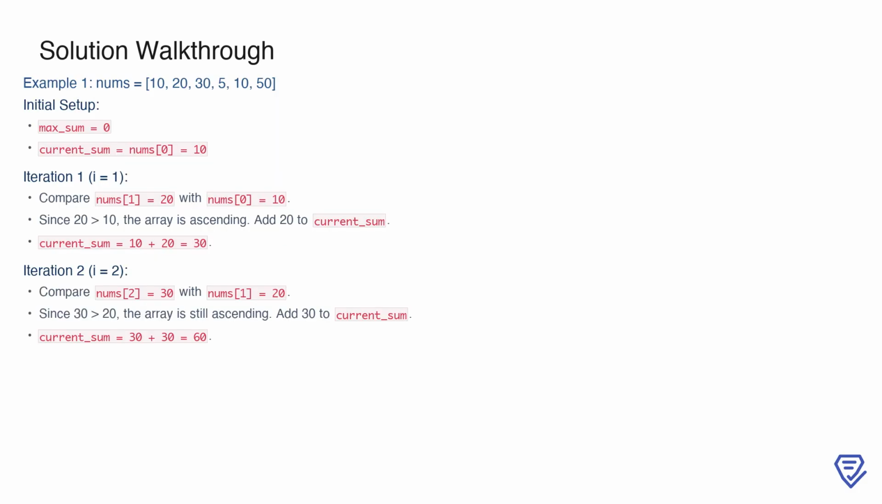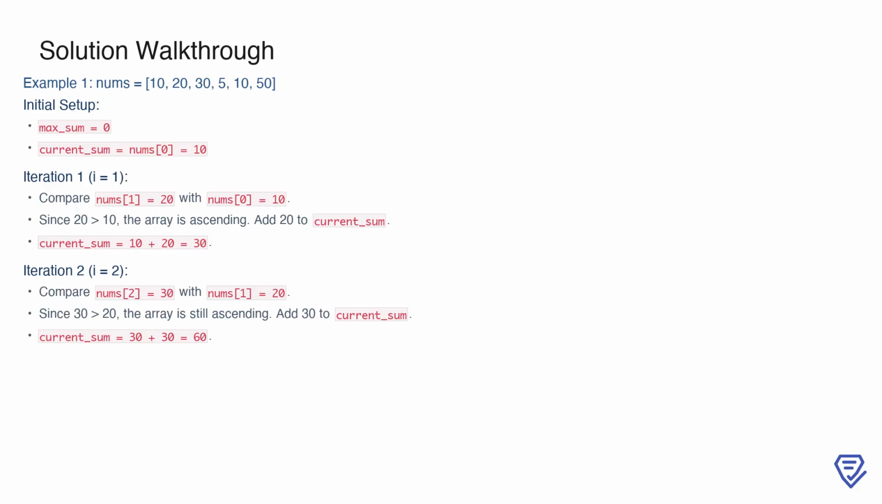Here, we start with the first example where the input array is nums equals 10, 20, 30, 5, 10, 50. We initialize two variables, max_sum, which keeps track of the maximum sum of any ascending subarray, and current_sum, which starts with the first element of the array, 10. In the first iteration, we compare nums[1], which is 20, with nums[0], which is 10. Since 20 is greater than 10, the subarray is ascending, so we add 20 to current_sum. This gives us a new current_sum of 30.